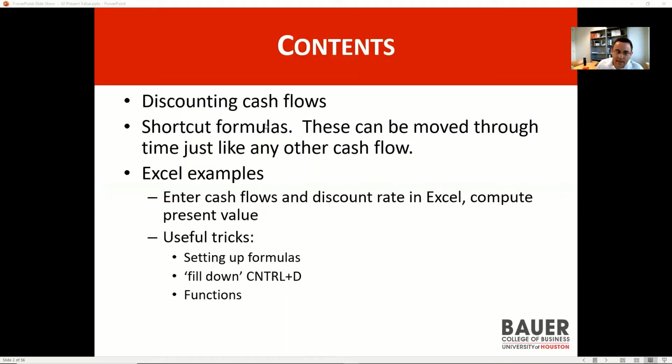So here's the contents for this slide deck. We're going to cover the basics of discounting cash flows, moving stuff backwards and forward in time, and the intuition there. And then we'll talk about shortcuts.